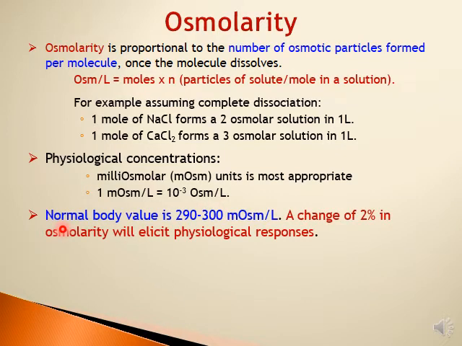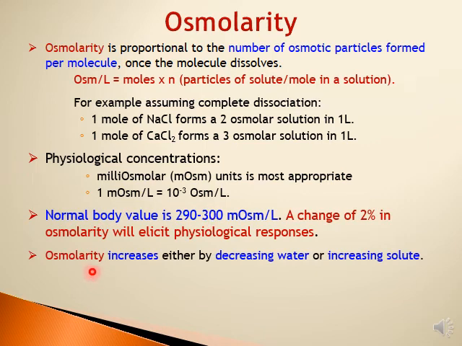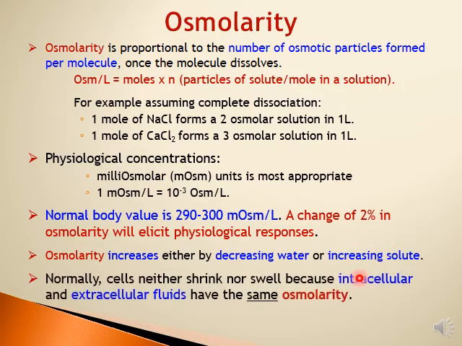Normal values for our body fluids are between 290 and 300 milliosmoles per liter. So this is the normal osmolarity of our body fluids, either inside the cell or outside the cell. Any change in osmolarity that exceeds 2%, any decrease or increase of 2%, will start physiological processes that will try to bring the osmolarity back to the normal range. Osmolarity increases either by decreasing the water, the volume of the solvent, or by increasing the amount of the solute, and this is quite logical.